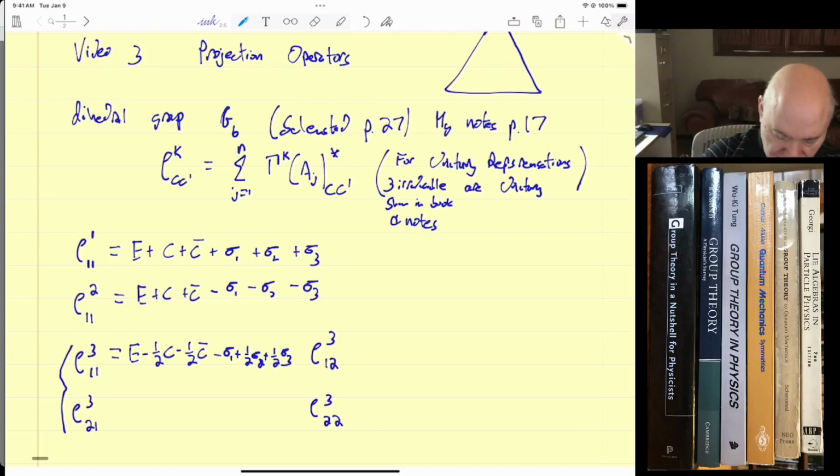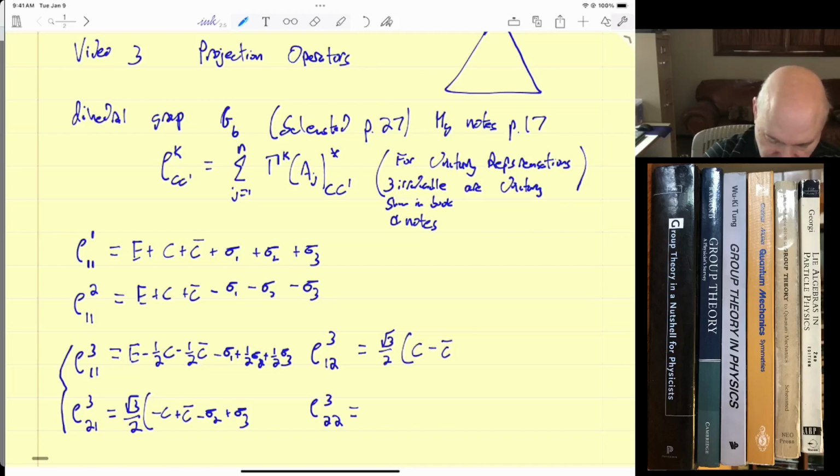The other matrix elements are done the same way. Instead of taking the 1, 1 element of all the group operators on that page, you take the 2, 1 element. I'm just going to write down the answers here. I have the square root of 3 over 2 times minus C plus C bar minus sigma 2 plus sigma 3. And then the other ones are a little more complicated because you get these square root of 3 over 2 factors: C minus C bar minus sigma 2 plus sigma 3. And then this becomes E minus 1/2 C minus 1/2 C bar plus sigma 1 minus 1/2 sigma 2 minus 1/2 sigma 3. Okay, so that's good.